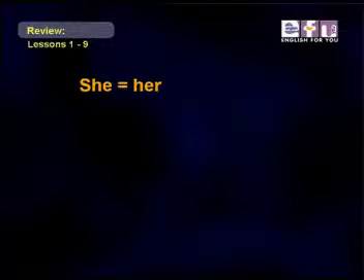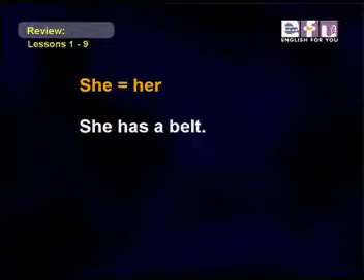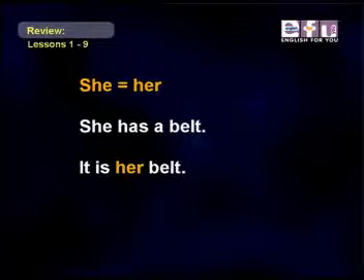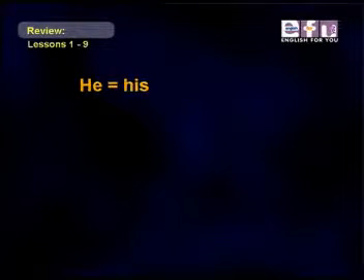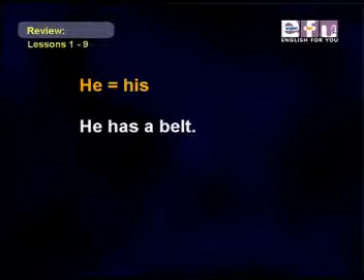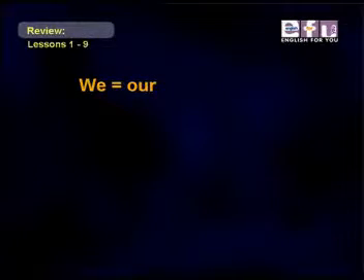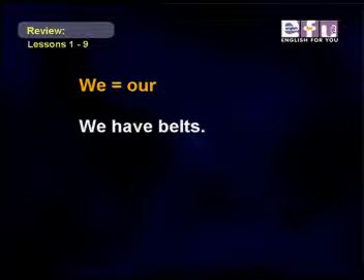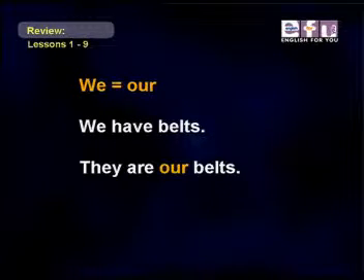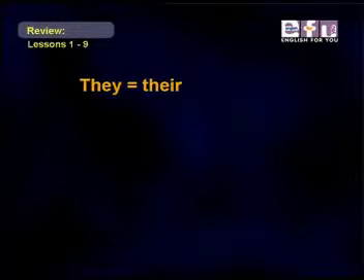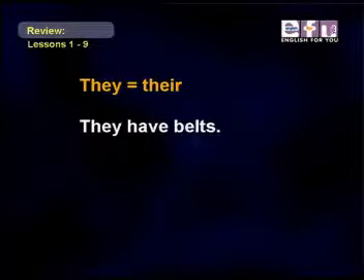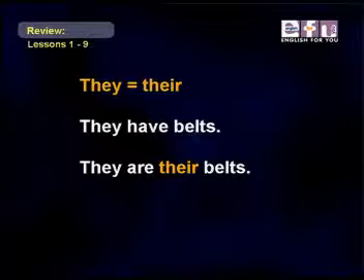Next, she, the possessive adjective is her. She has a belt, it is her belt. Next, he is his. He has a belt, it is his belt. Next, we, possessive adjective our. We have belts, they are our belts. Next, they, possessive adjective is their. They have belts, they are their belts.